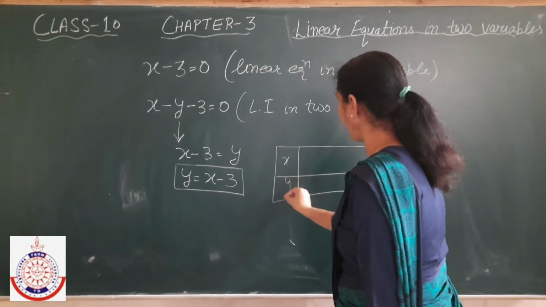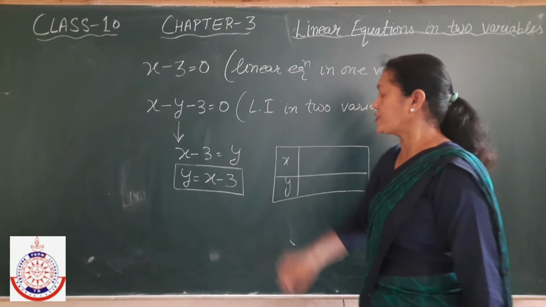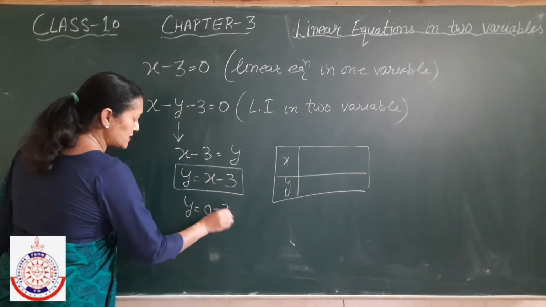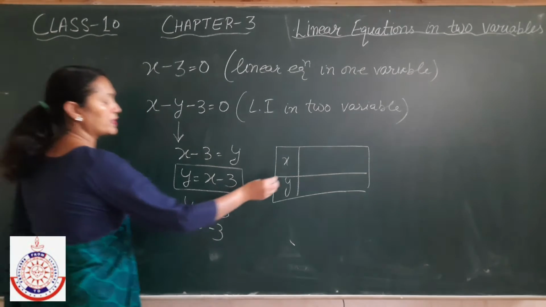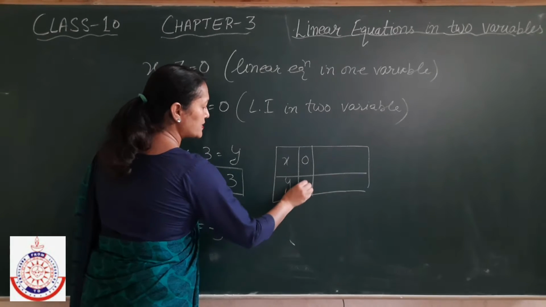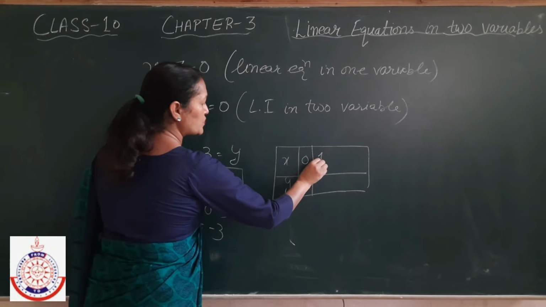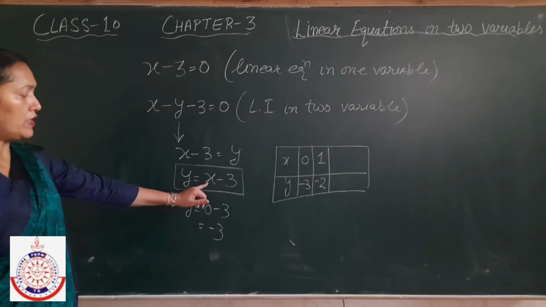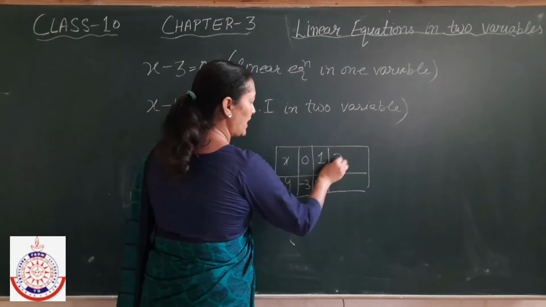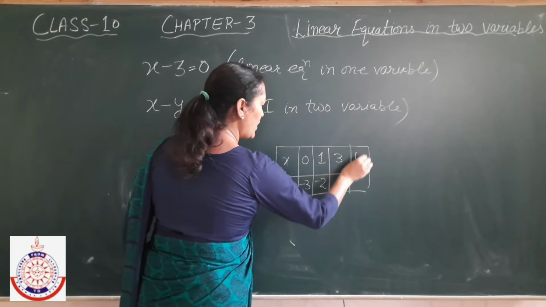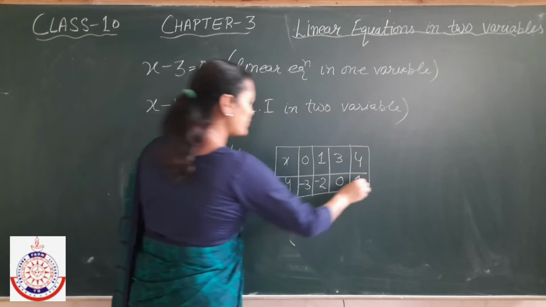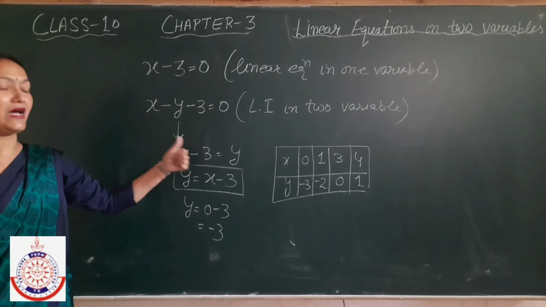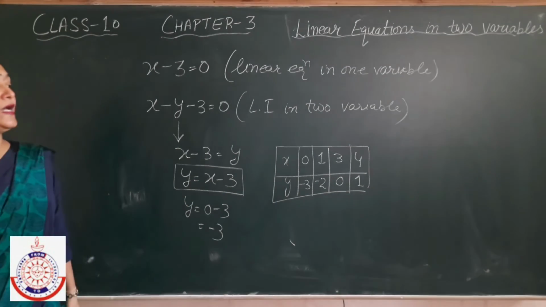Suppose I take value of x as 0. So this will become y equals to 0 minus 3, that is minus 3. For x0, y is minus 3. For x1, y will be minus 2. For x3, y will be 0 and so on. Many values we can have. For such kind of equations, we can have infinite number of solutions.